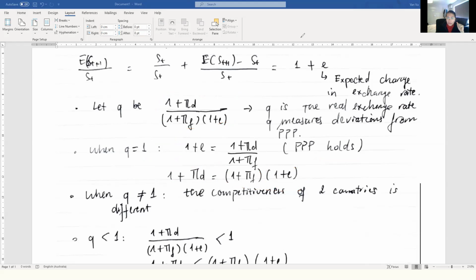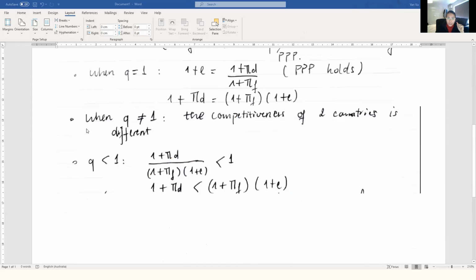Now let's move on. Now, when Q is different from 1, when the PPP does not hold, this is when the PPP does not hold. Okay. So in this case, the competitive positions of the two countries will be different. So when Q is different from 1, this is when your PPP does not hold. So when PPP does not hold, this is when the real competitive positions of the two countries are different.